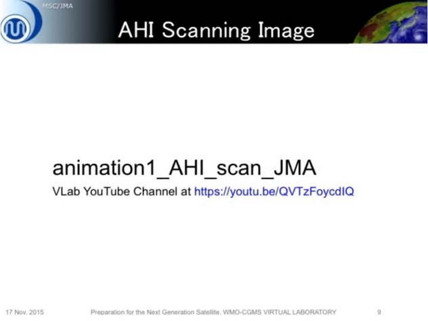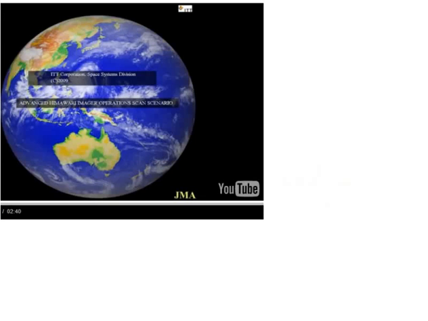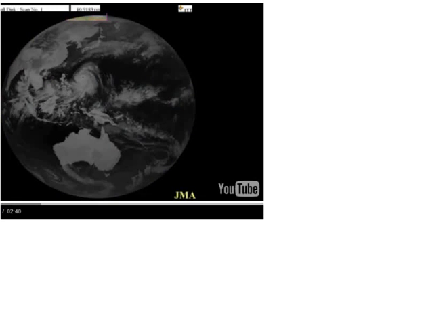First is AHI scan. I hope that the movie works well for everyone. And this animation is AHI scan sequence in each 10-minute time period. AHI observes the Earth imagery with east to west continuous scans and north to south step. And full disk is observed by 23 scans.